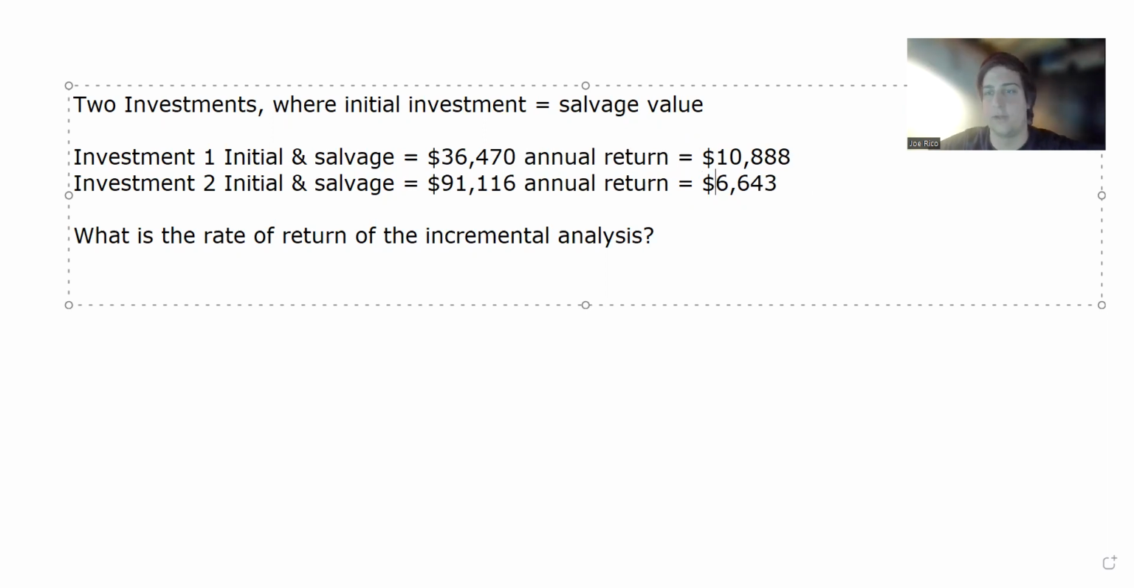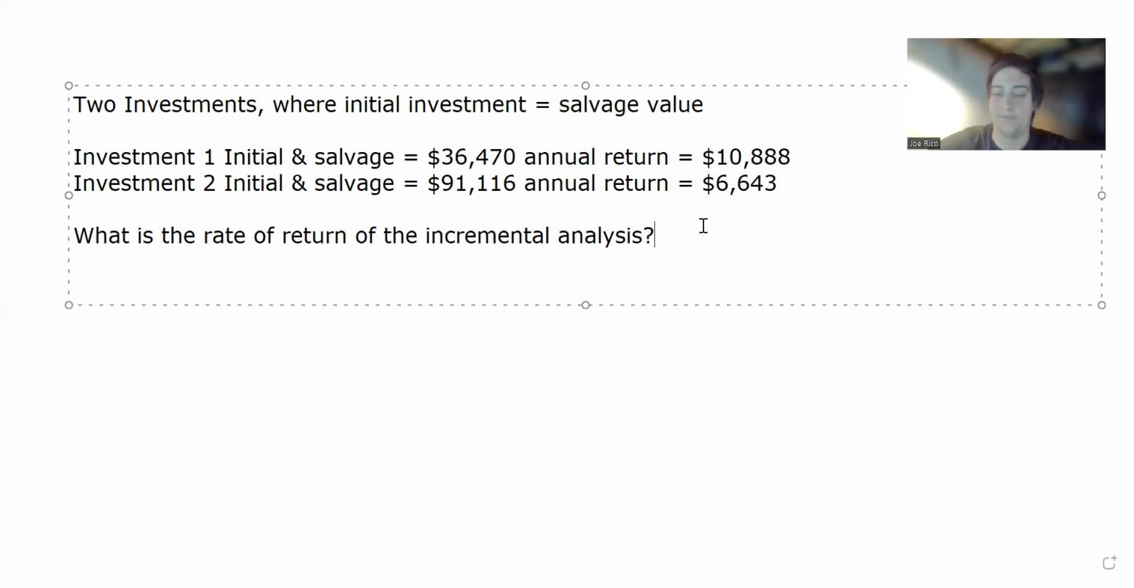And before we even approach the problem, let's just take a look. Just from a surface level, we have investment number 2, which is more expensive and has less return. Investment number 1 is cheaper and has more return. So if our incremental analysis goes correctly, we should expect to see investment number 1 being the more competitive choice.